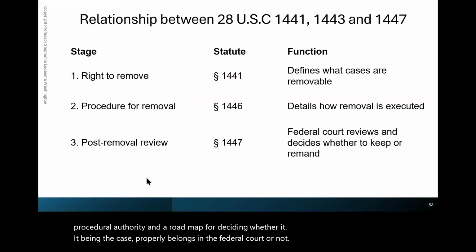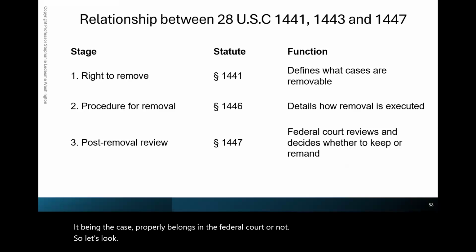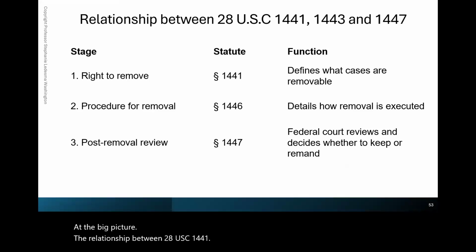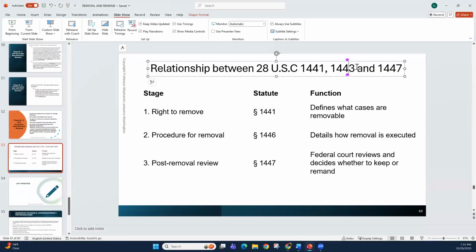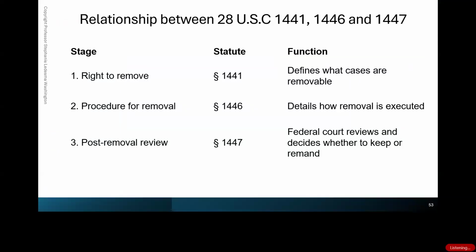So let's look at the big picture, the relationship between 28 USC 1441, 1446, this should be 46, and 1447. I think I can fix that right here. And we're going to go back to our current slide. So let's look at the relationship between 28 USC 1441, 1446, and 1447.